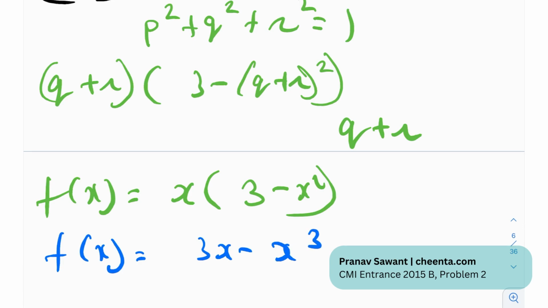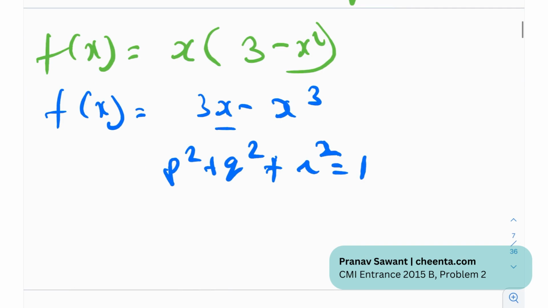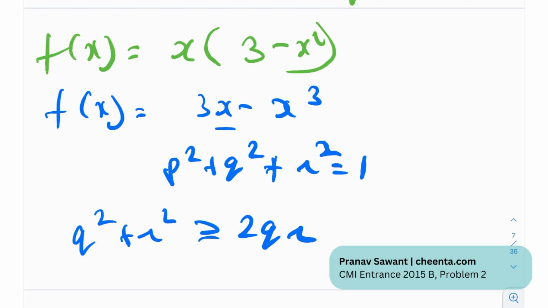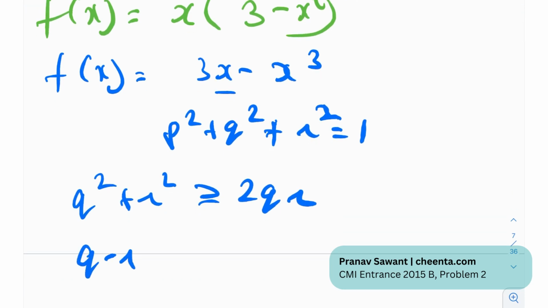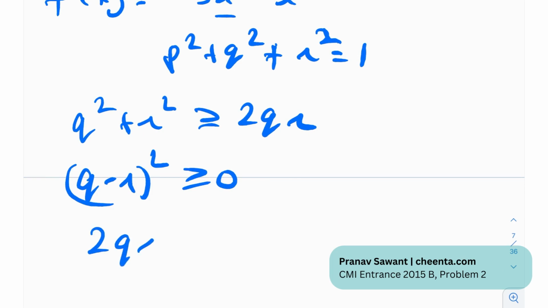Okay, now how do we deal with this? What we're going to do is see what values x can take under the constraint that p square plus q square plus r square is equal to 1. Let's see what values of x we can get from this. Now, we have the quantity q square plus r square is greater than or equal to 2qr. Where does this come from? Essentially, (q minus r) whole square is greater than or equal to 0, and when you expand this, you get this. So we have 2qr less than or equal to q square plus r square.